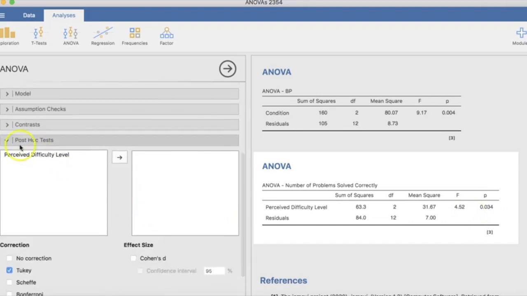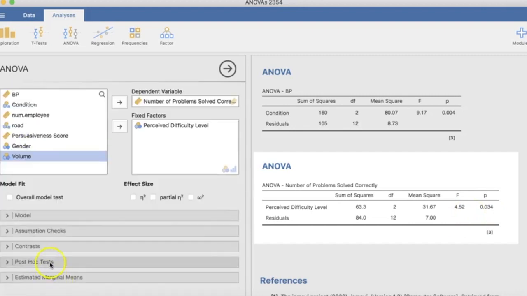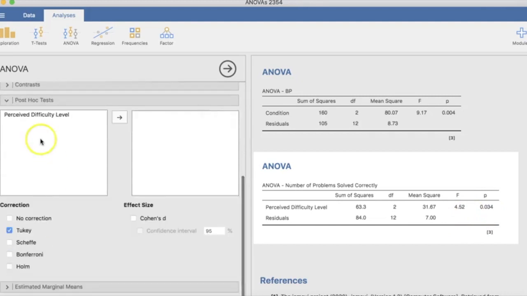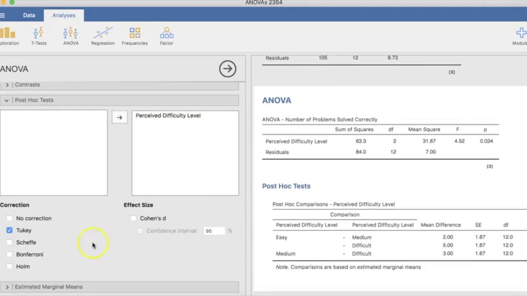So notice we have this post-hoc menu here. You just click on it and it opens this. Here you're only going to have the grouping variable because you just want to see if there's a group that is significant. You just want to do this post-hoc to know which one it is, which one compared to what. So perceived difficulty level, we're going to drag it into this box. And Tukey is the only post-hoc test that we cover in this class, but there's other options here. Just make sure you have Tukey selected.